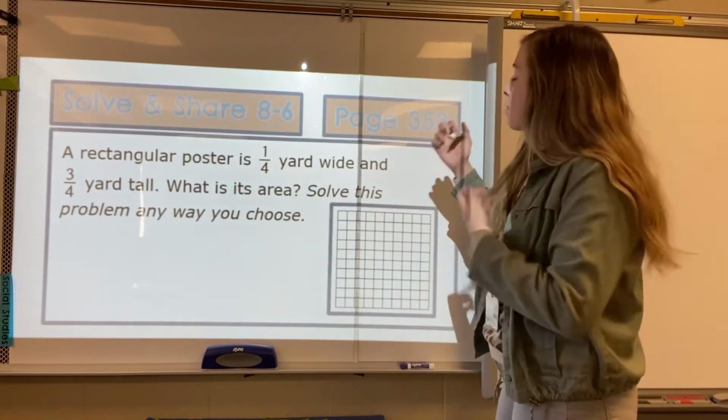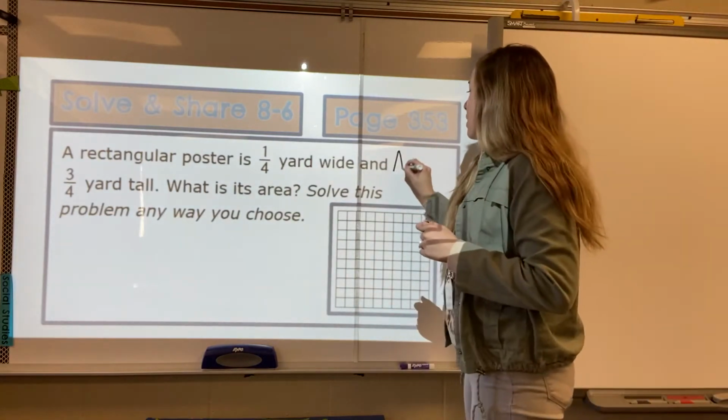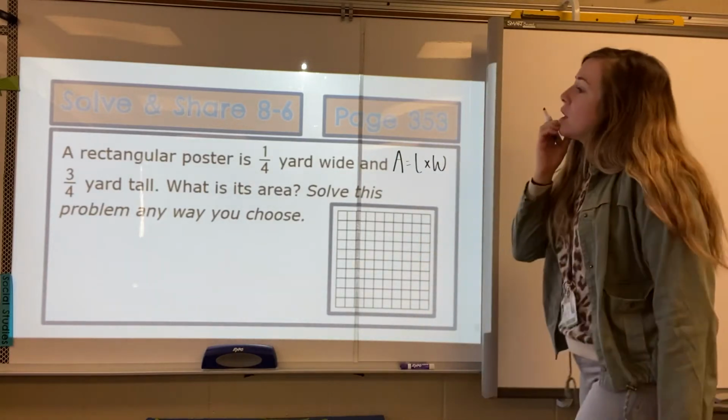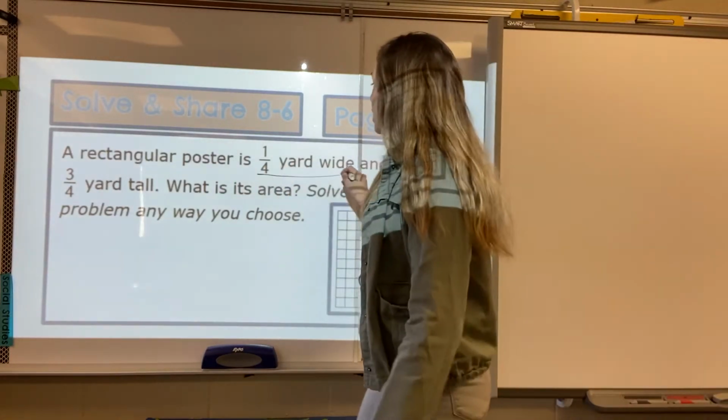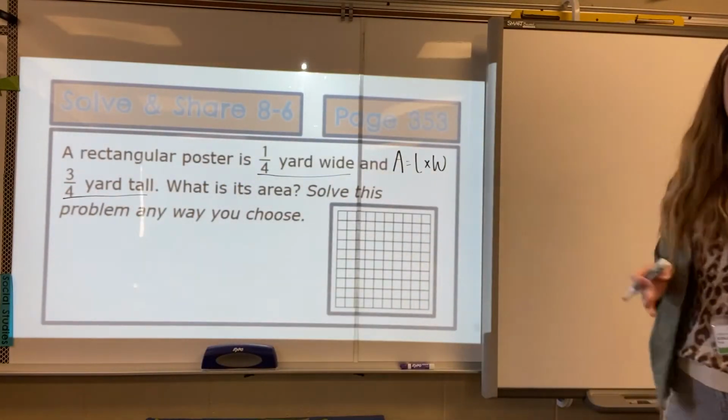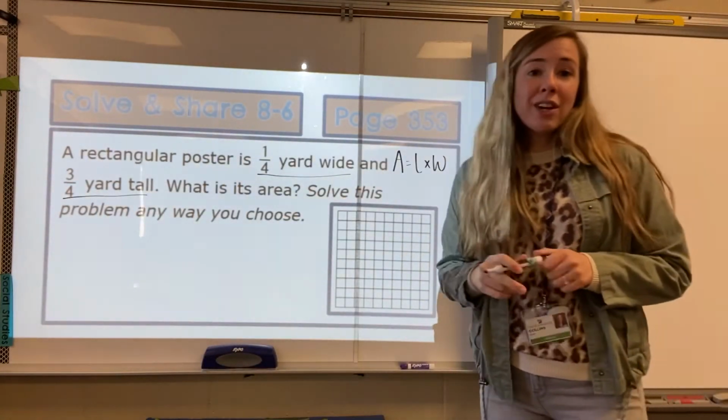So just as a little reminder, our area formula, area equals length times width. So you're going to need to be looking at how wide it is and how tall it is in order to find the area. Go ahead and give it a try, enter your answer below, and then we'll check it all together.